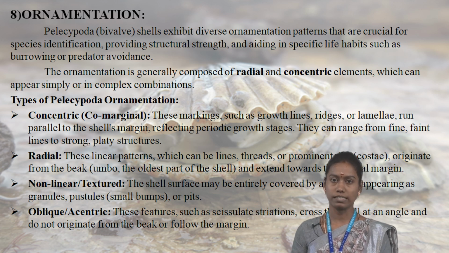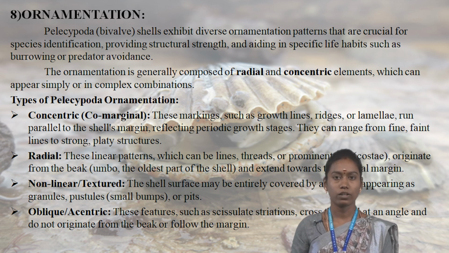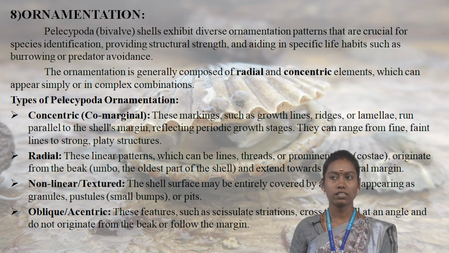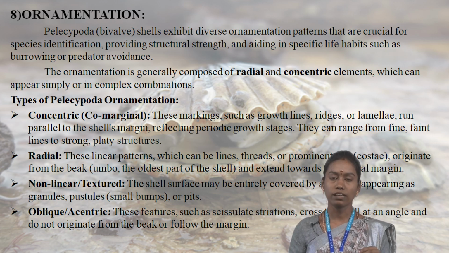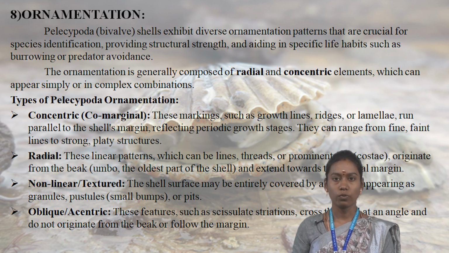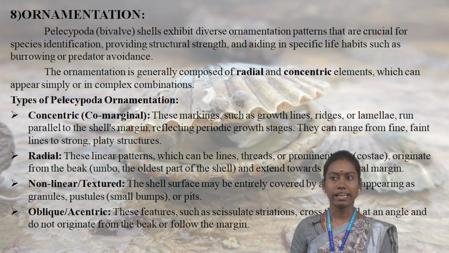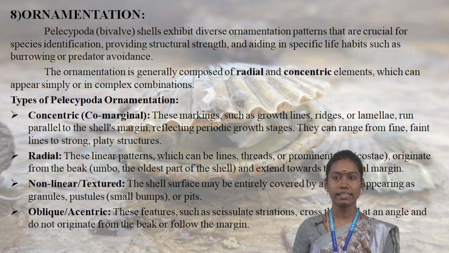What are the types? We can see them based on the arrangement on the outer shell. The first one is concentric or co-marginal. These are markings such as growth lines, ridges or lamellae, which run parallel to the shell margin, reflecting the periodic growth stages. The concentric lines are the growth lines on the external surface of the shell. They can range from fine, faint lines to strong, platy structures.